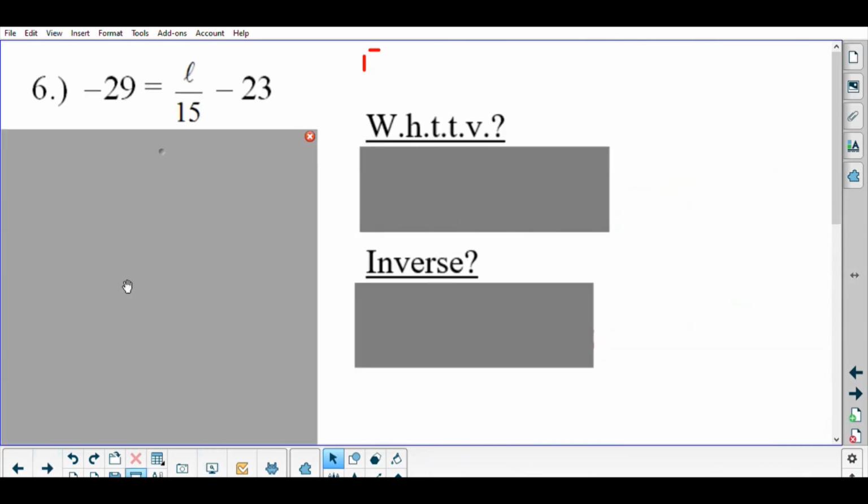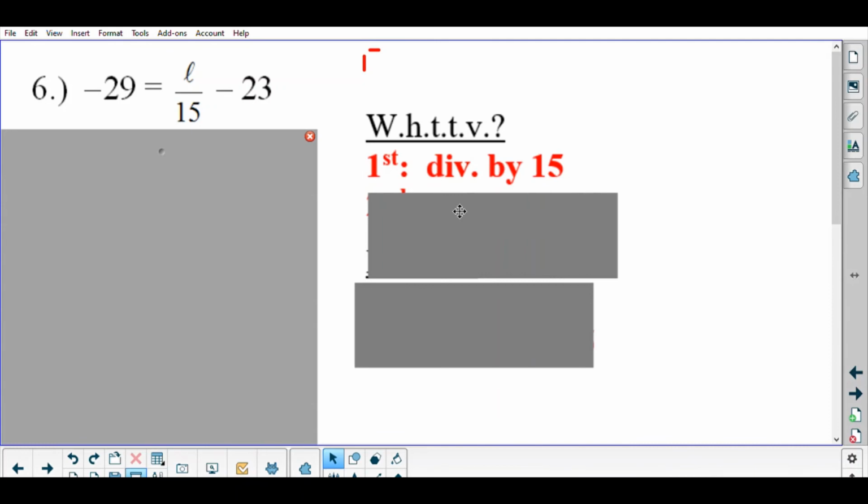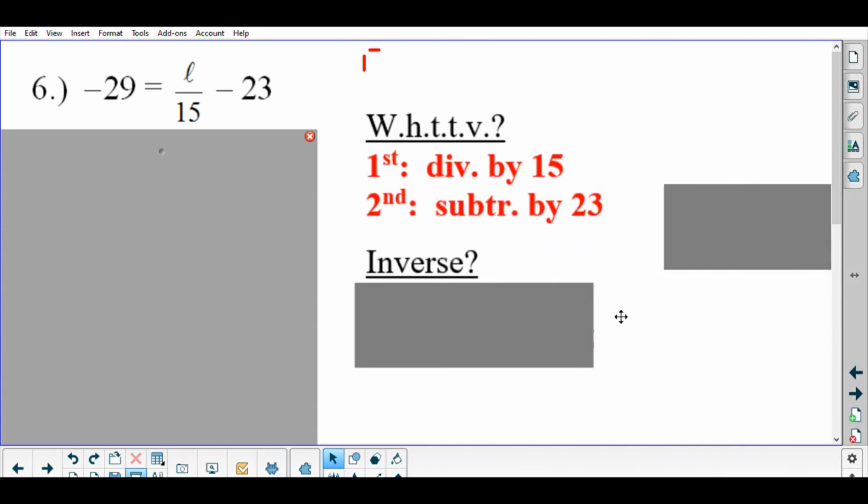All right, moving on. Problem number 11. What's happening to the variable? Well, the L is the variable. It is over 15, so it's being divided by 15. Then it's being subtracted by 23.